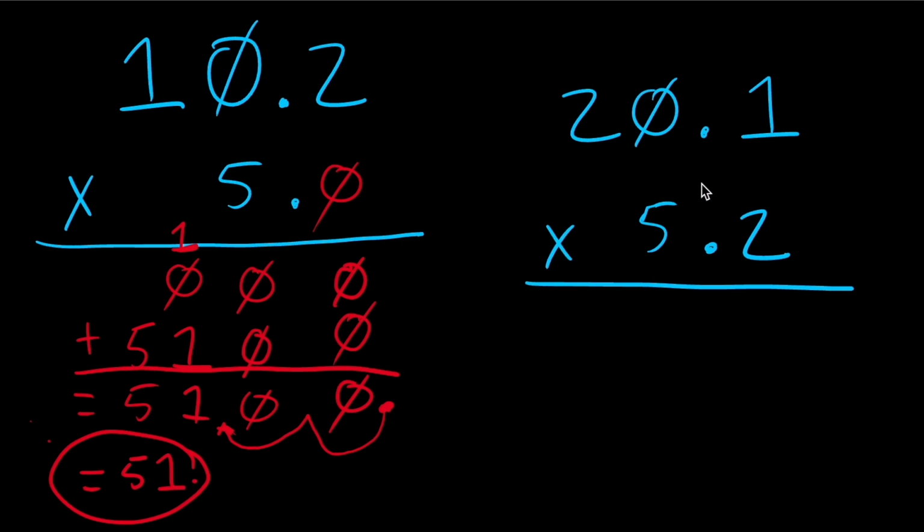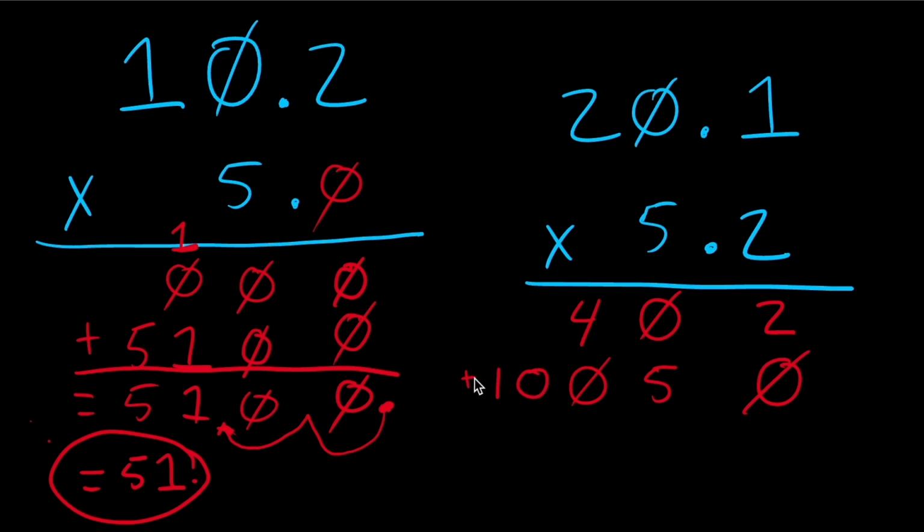Next problem, 20.1 times 5.2. So this is going to be 2. 2 times 1 is 2. 2 times 0 is 0. 2 times 2 is 4. We add the 0. Now 5 times 1 is 5. 5 times 0 is 0. And 5 times 2 is 10. And then we add 2, 5, 4, 0, 1.